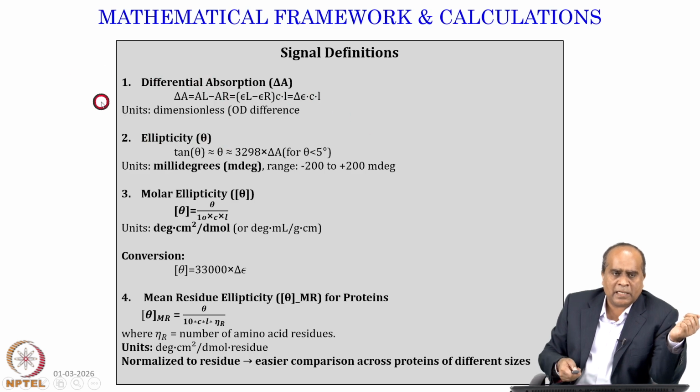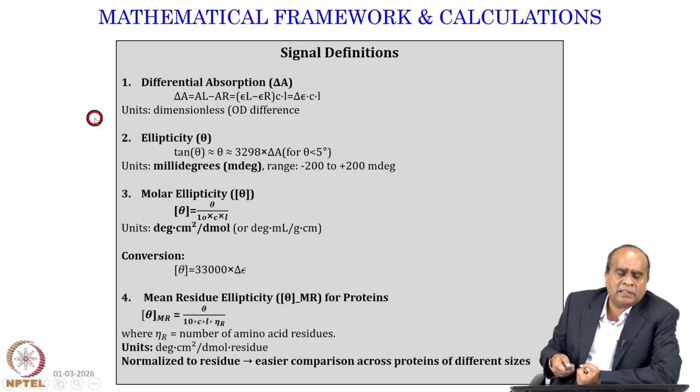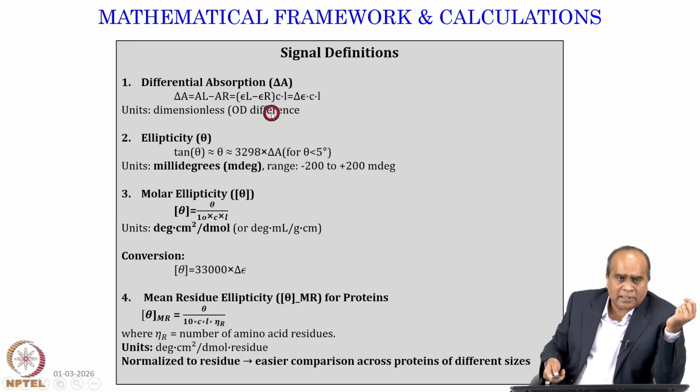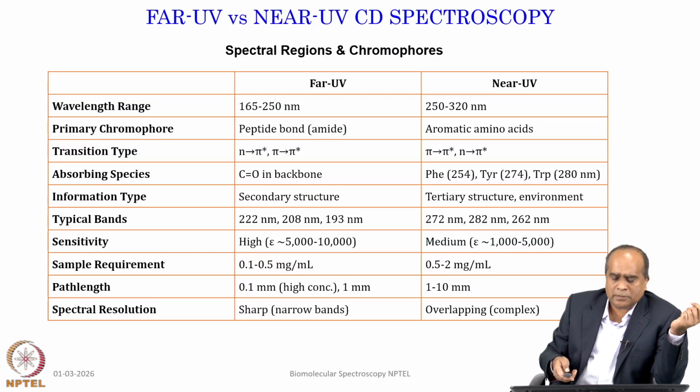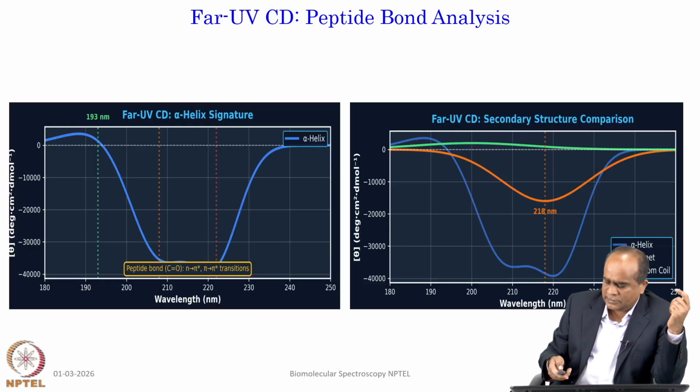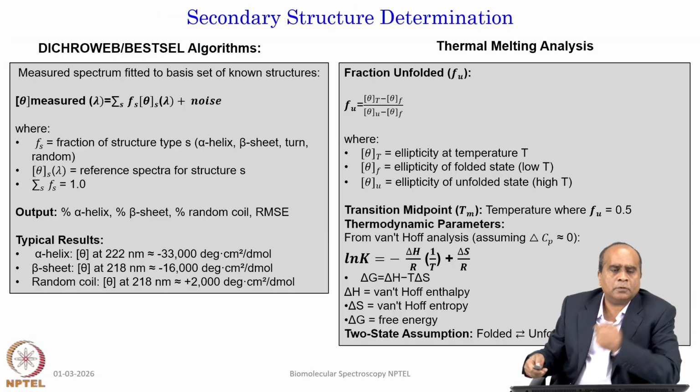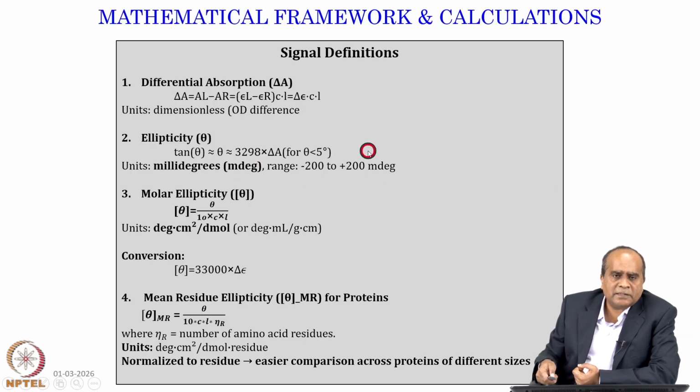So, we can have a dimensionless differential absorption, but we measure the CD in ellipticity, because you see that tan theta angle that we have, in millidegree, that is the differential absorption that we talked about. If you remember, in the last lecture we said how much the light rotates and gets polarized. I will be discussing this as we go more. That theta, the rotation in the angle that we measure, is in millidegree, and it ranges between minus 200 to plus 200 millidegree.